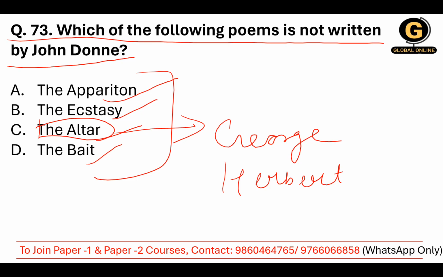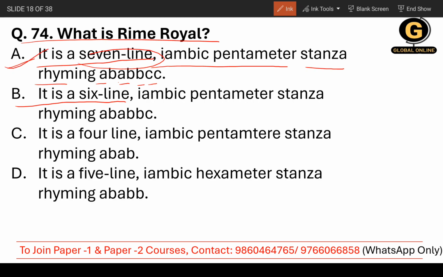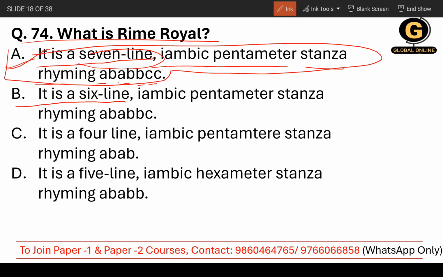Okay. Moving on to question number 74. What is rhyme royale? The options are, first, it is a 7-line iambic pentameter stanza rhyming A, B, B, C, C. Second, it is a 6-line, but rhyme royale always has 7 lines. So there is only one option that includes 7 lines. So we will consider this one. This is the correct answer.